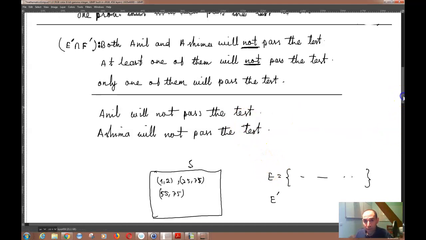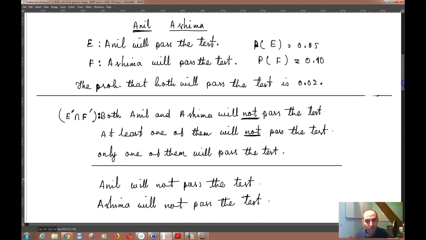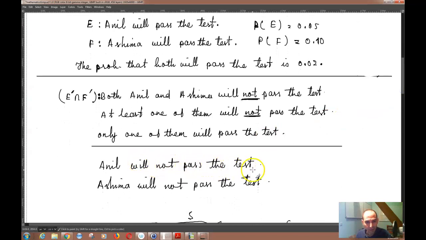So what that means is that when I say that Anil will not pass the test, of course in that case you can simply use the concept of E prime, or the concept of complement. And again we are saying that the schema will not pass the test either, so using the same logic you can find F prime. And we have also justified the concept of intersection here as well, so we are good to go. We have no problem with this.